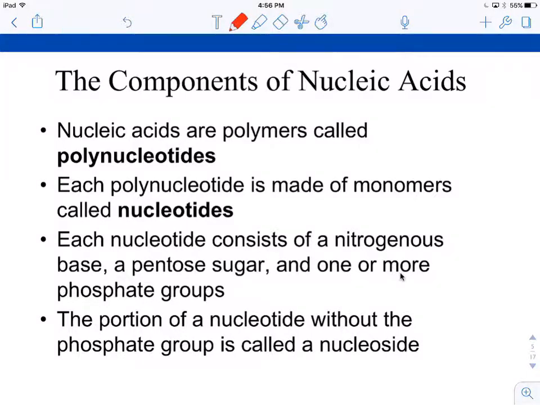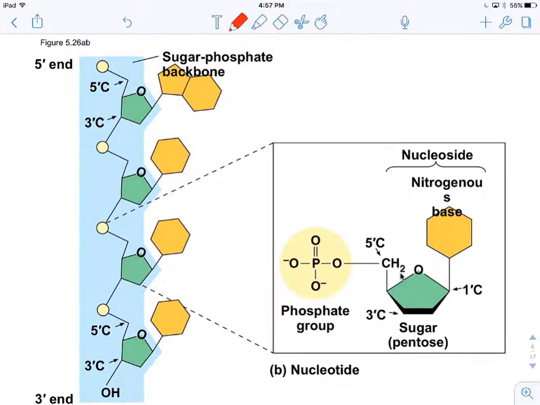Nucleic acids are long polymers, and they're called polynucleotides because they're made of monomers called nucleotides. Each nucleotide, or monomer, consists of three parts. One, a nitrogenous base. Two, a pentose sugar, which means it has 5 carbons. And three, a phosphate group. If you look at a nucleotide without the phosphate group, it's called a nucleoside. So let's have a look at that.